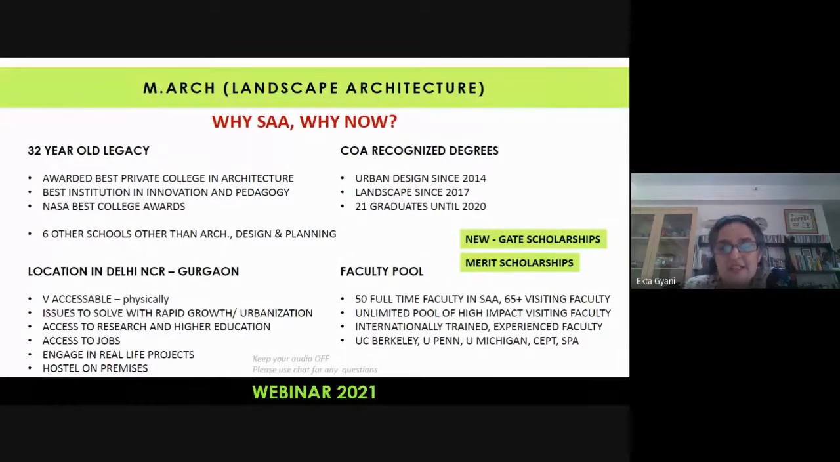Our faculty pool is an enviable one. We have 50 full-time faculty plus 65 plus visiting faculty that are leading practitioners in the NCR. So it's very, very high impact. We have internationally trained and experienced faculty. I myself did my master's at UC Berkeley. I graduated from there in '94. I did my bachelor's from JJ College of Architecture. I graduated from there in '89. We have others from University of Pennsylvania, Michigan, CEPT, SPAs.